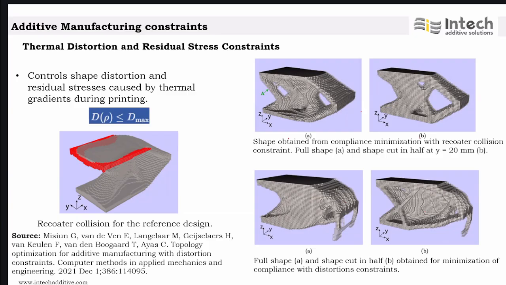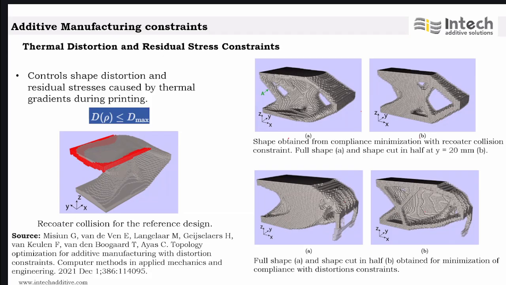The places where we are getting more than the predicted displacement, we will try to redesign in a way that it's not exceeding the displacement we have chosen for the optimization. You can see the outcome also. And this also helps to prevent recoater collision.